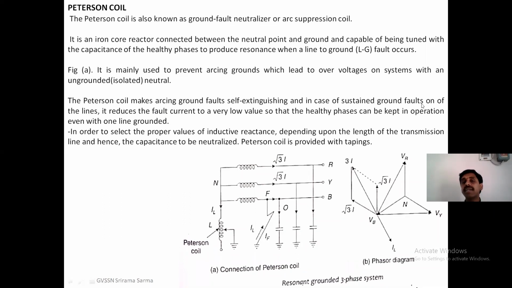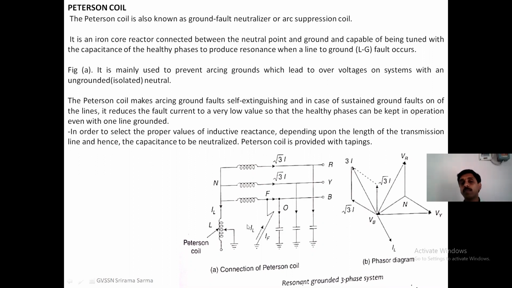And in case of sustained ground faults on one of the lines, it reduces the fault current to a very low value. That means if there are arcing grounds, they will be self-extinguished. If there are any other faults, their fault current is reduced because there is a connection between the neutral and ground, so that the healthy phases can be kept in operation even with one line grounded. With one line grounded, the healthy phases can be maintained for some more time without any problem.